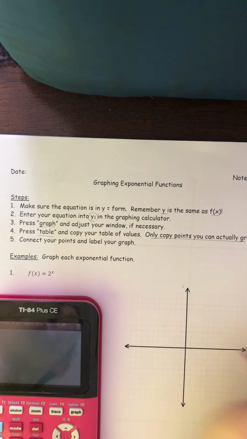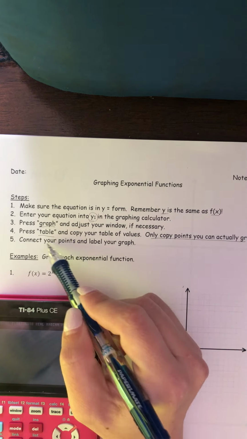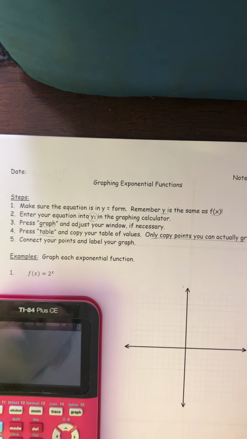Only copy points that you can actually graph. You're going to notice we're going to have a lot of points that are decimals. We're not going to worry about those points. And then obviously connect your points and label your graph.